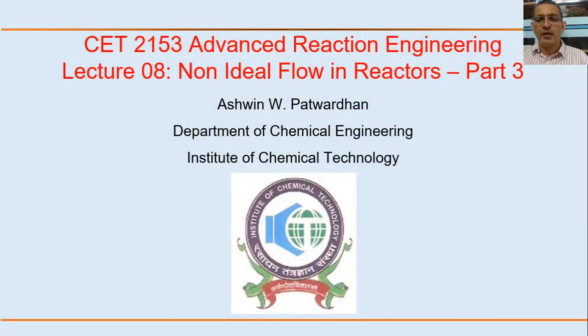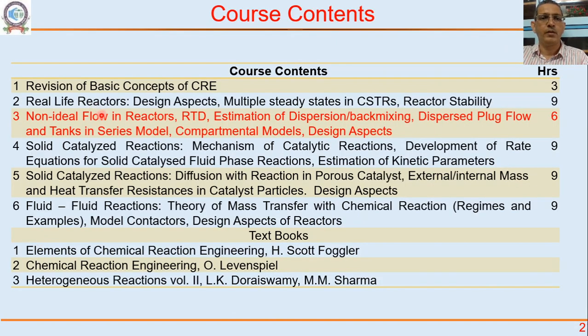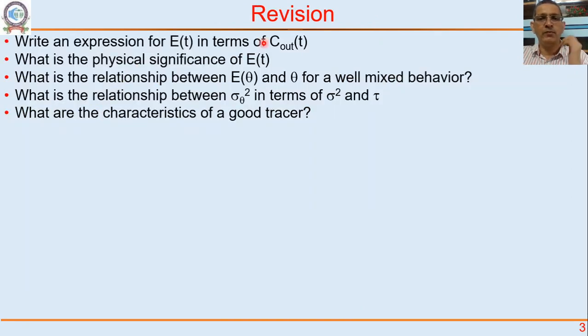Just to get you started, this is where we are in the course. We are on the third topic. To help you revise the previous lecture so that you are in better shape to understand what is coming in this lecture, I want you to write an expression for E(t) in terms of C out at time t. What is the physical significance of E(t)? What is the relationship between E theta and theta for well mixed behavior? What is the relationship between sigma theta squared and sigma squared and tau? What are the characteristics of a good tracer? Okay, right, let's go forward.